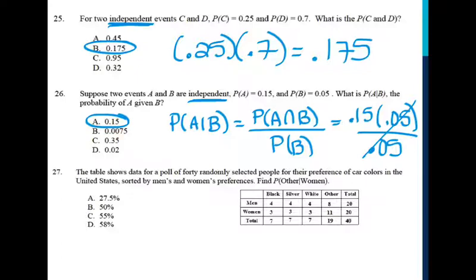All right. The table shows data for a poll of 40 randomly selected people for their preference of car colors in the United States, sorted by men's and women's preferences. Find the probability of other given women. So you're given probabilities using a frequency table. This is going to be the row or column that you're looking at. So I'm looking at the row of women. And of those women, I need to know how many selected other. So that's 11 out of the 20 women. So 11 divided by 20 is 0.55 or 55%.